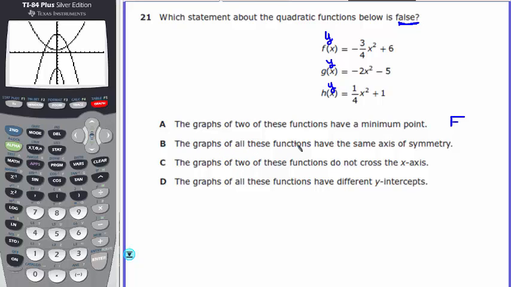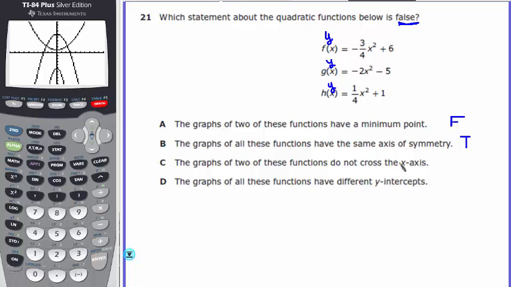The graphs of these functions have the same axis of symmetry. Okay, axis of symmetry is the line that you can draw right in the middle, and one side is going to be the same as the other. So as you can see, the y-axis is acting as the axis of symmetry for this graph, in fact for all the graphs. So this multiple choice is correct. This is true. So I'm going to write over here true.